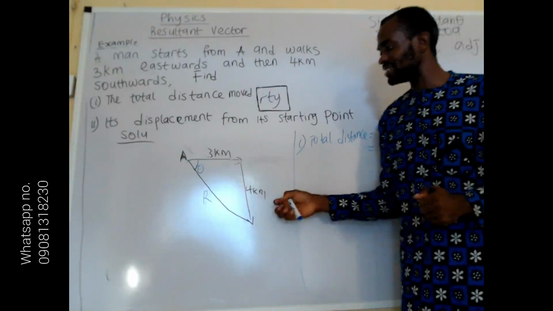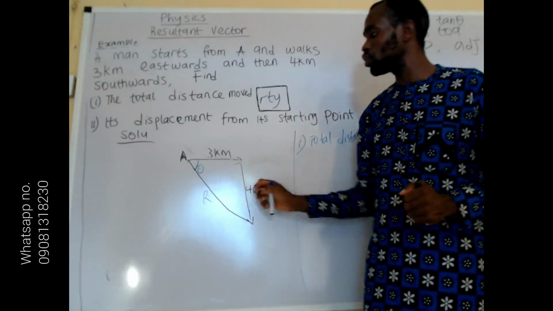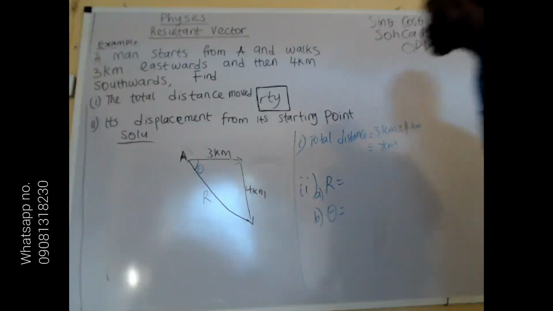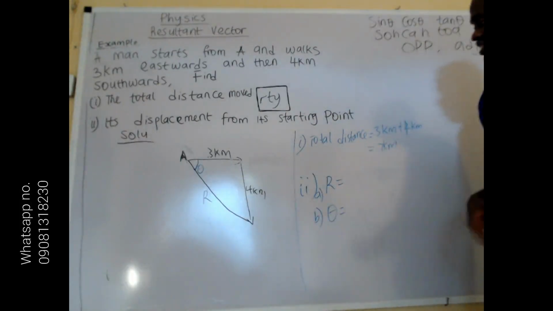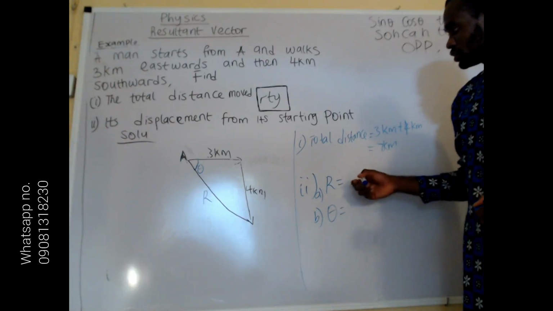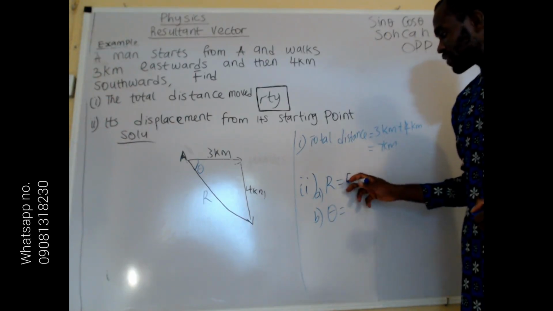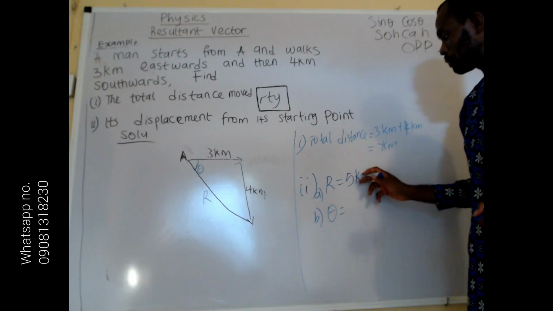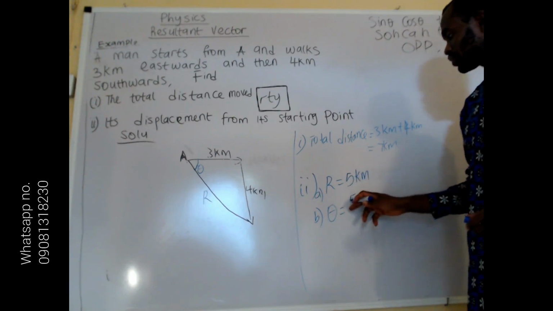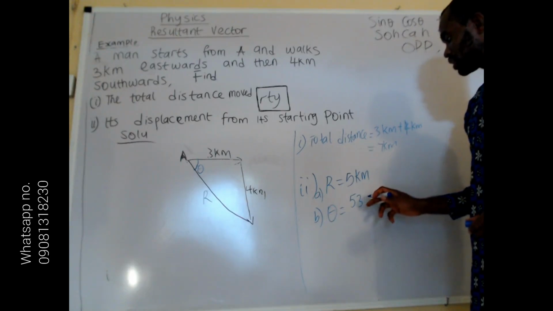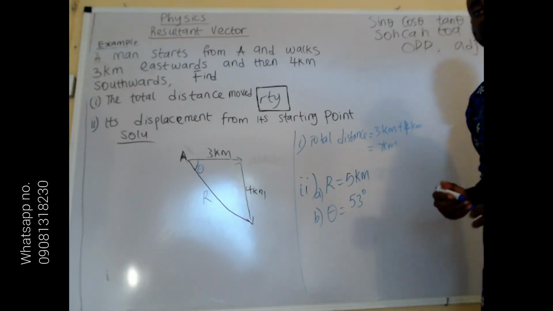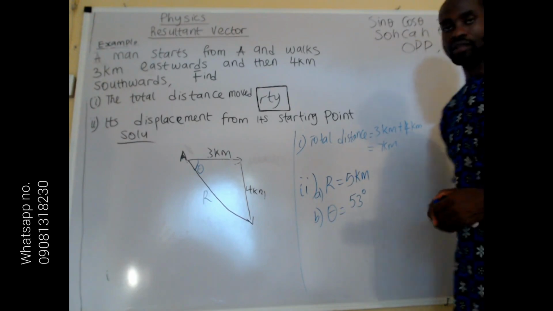From the last example, this is still similar to what we have done. The magnitude was 5, but this time around it is in kilometers, and the angle was 53 degrees.